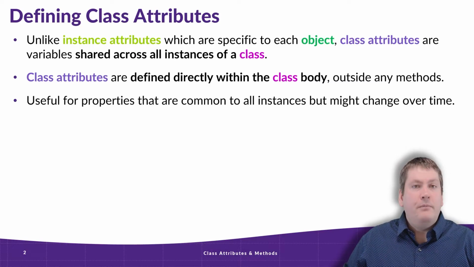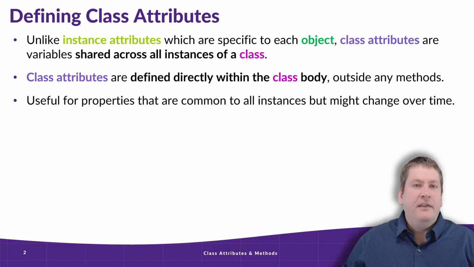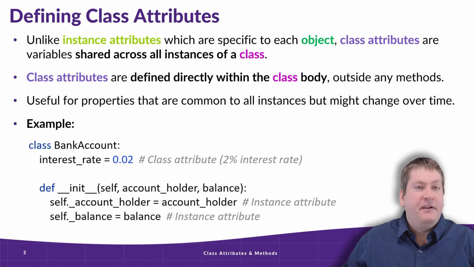Class attributes are a bit different. They're shared across all instances of a class. And these are defined specifically within the class body, outside of any methods. And they're very useful for setting up properties that are common to all instances, but might change over time. They're not necessarily constant. Let's take a look at an example.